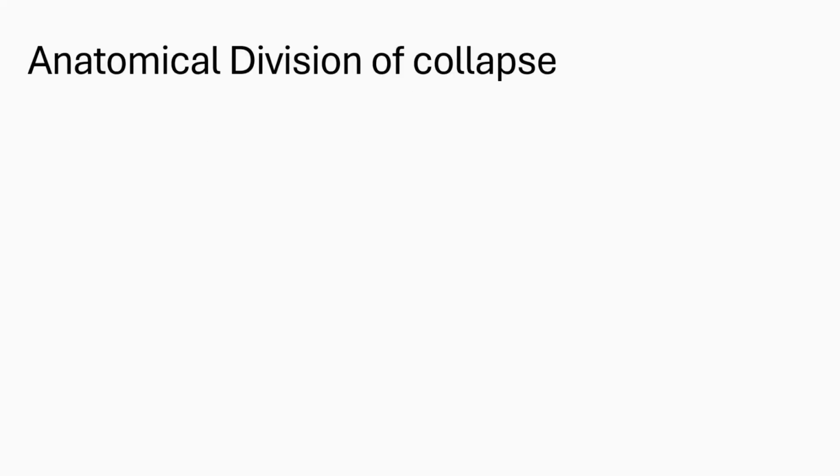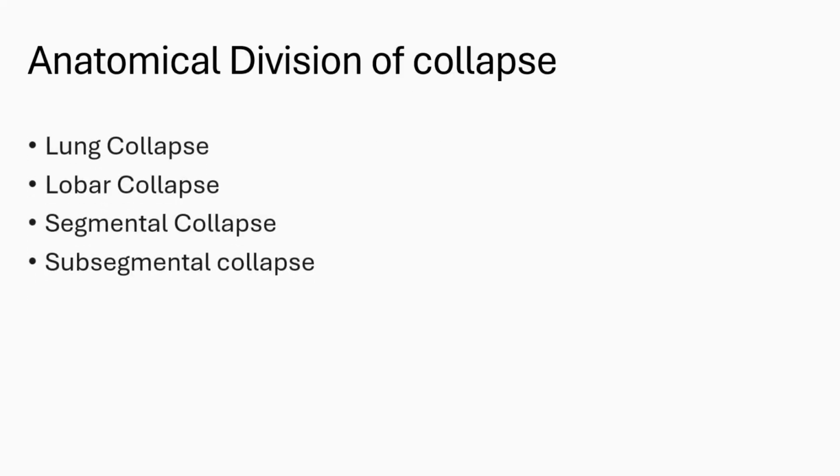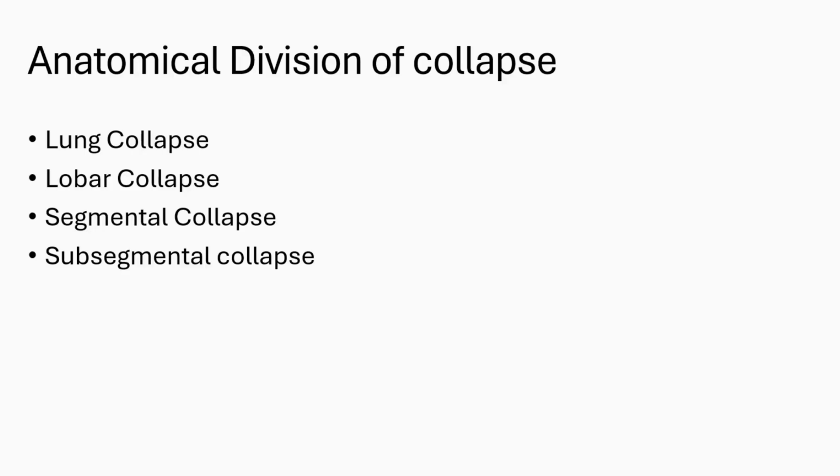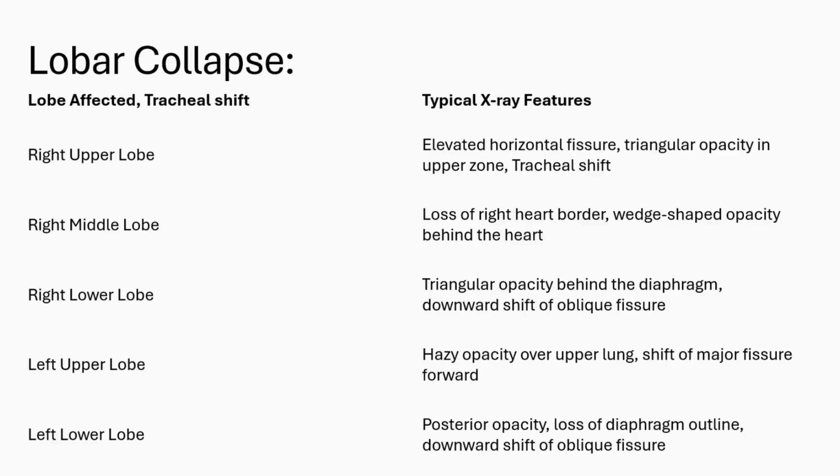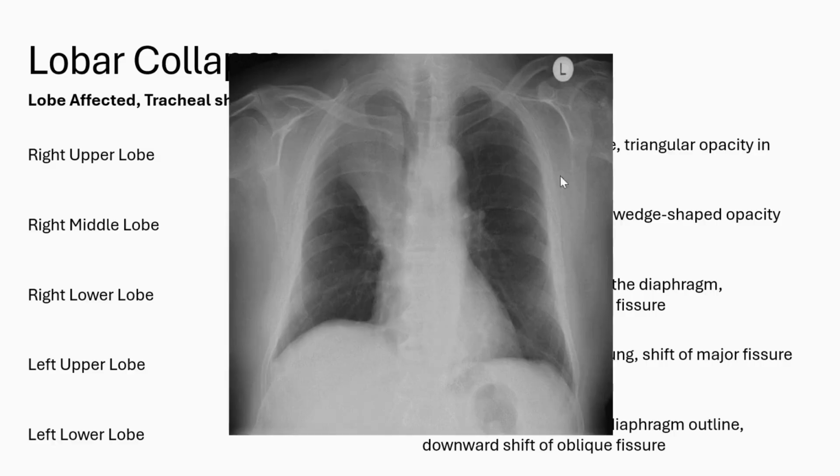Depending on the anatomical division, collapse can be divided into entire lung collapse, lobar collapse, segmental collapse, and subsegmental collapse. So I will describe here the lobar collapse. Lobar collapse is the involvement of one lobe. So here I will describe the right upper lobe collapse, which shows certain features like elevated horizontal fissure, triangular opacity in upper zone, and tracheal shift to the ipsilateral side. So these are the features of right upper lobe collapse.